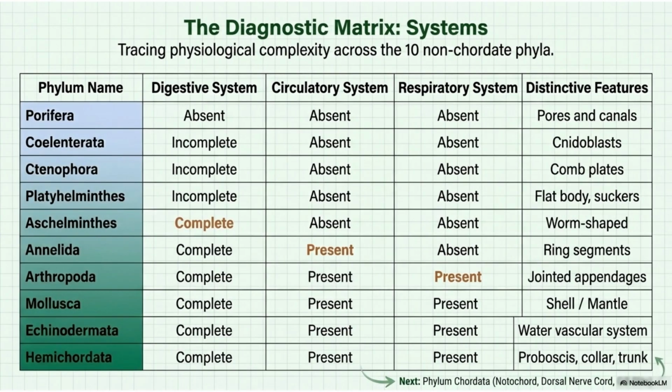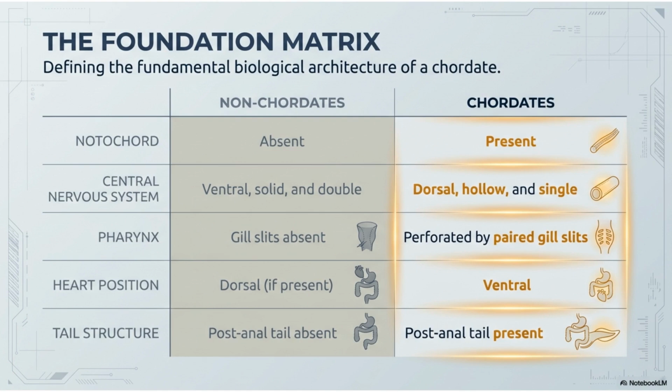This second matrix focuses on physiological complexity, examining the digestive, circulatory, and respiratory systems. Note the gradual development of complete digestive systems and the later appearance of circulatory and respiratory systems, alongside distinctive features for each phylum. Before moving to phylum Chordata, here are some salient features that differentiate Chordata and non-Chordata from each other. The most important one is their mesodermally originated notochord.